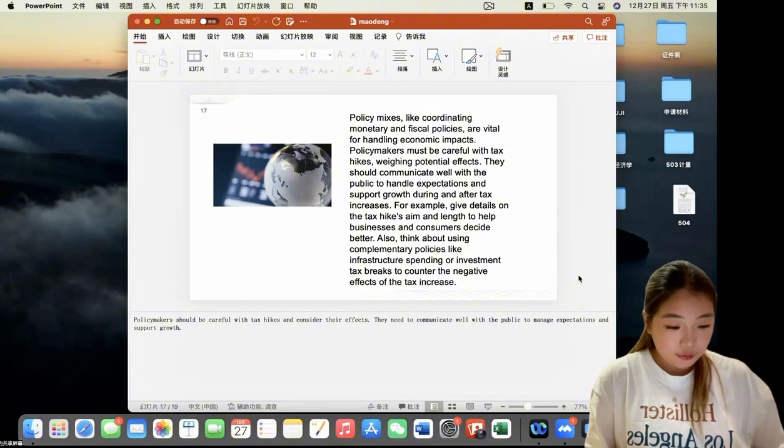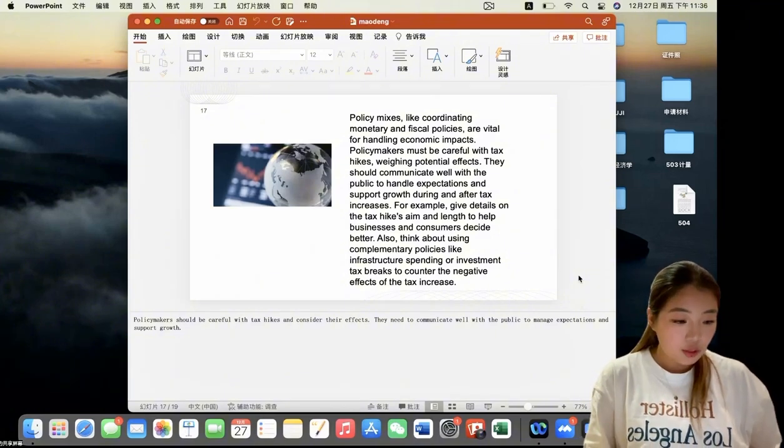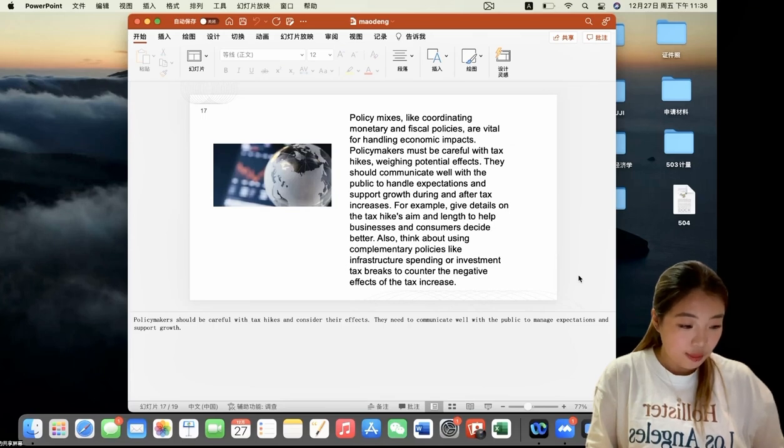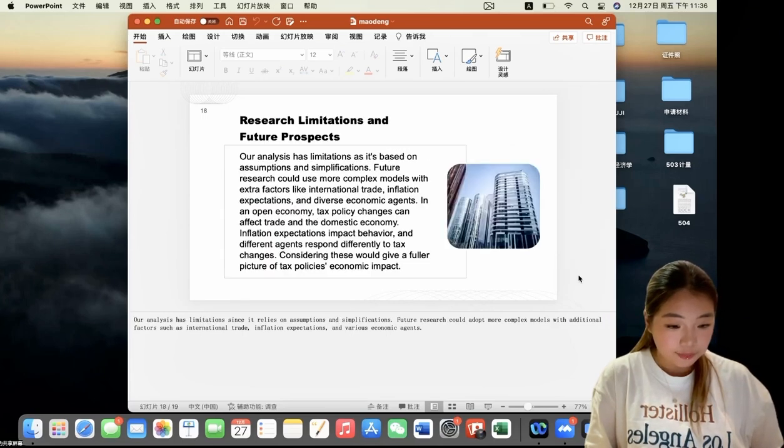Policymakers should be careful with tax hikes and consider their effects. They need to communicate well with the public to manage expectations and support growth. Our analysis has limitations since it relies on assumptions and simplifications. Future research could adopt more complex models with additional factors such as international trade, inflation expectations, and various economic agents.